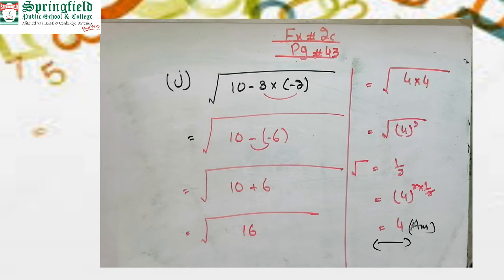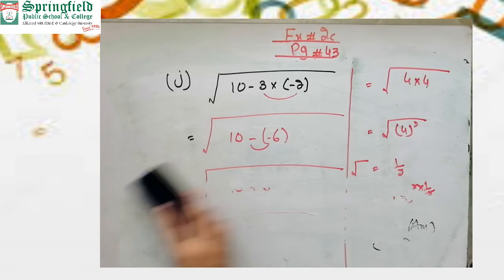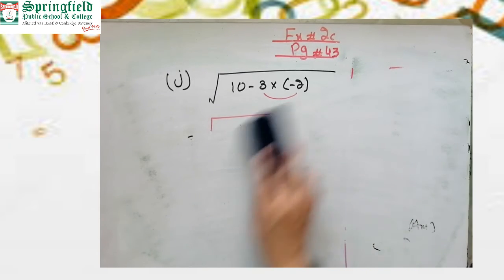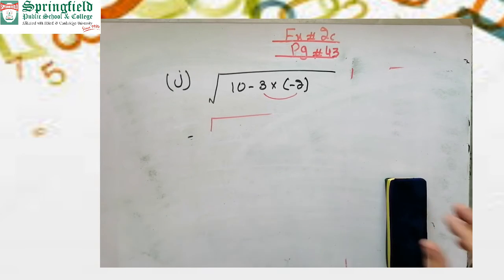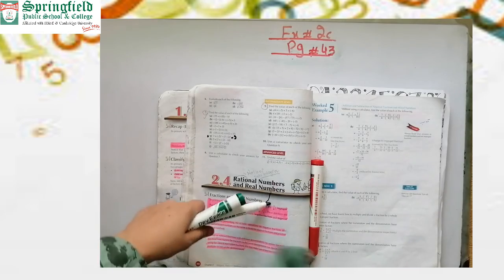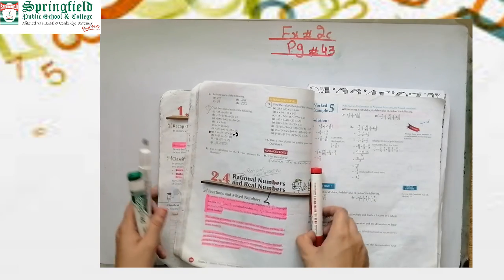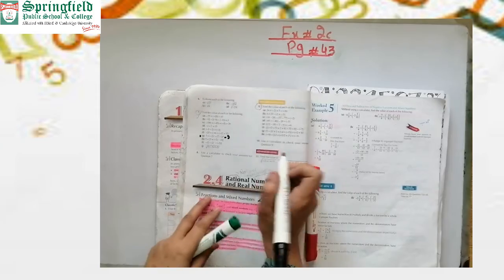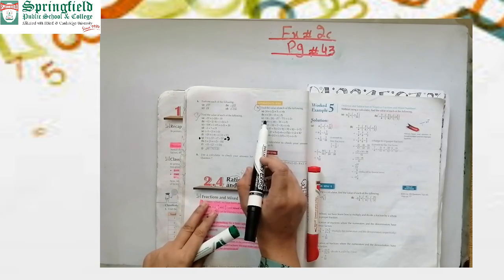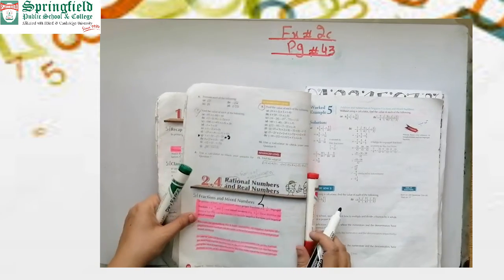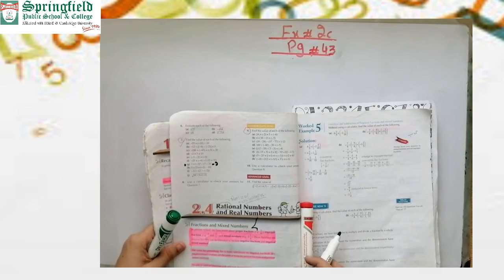Understood, beta? Okay, now do the practice of all the parts in your notebook. Now come on the last question, question number 9. In question number 9, they are saying to find the value of each of the following. So come on the part number C.